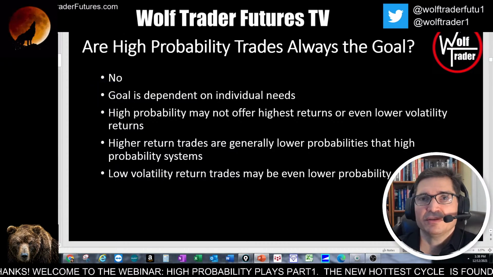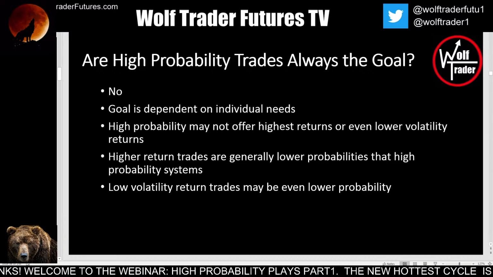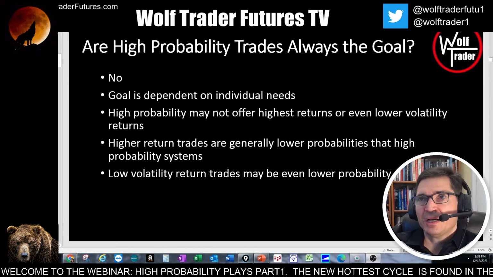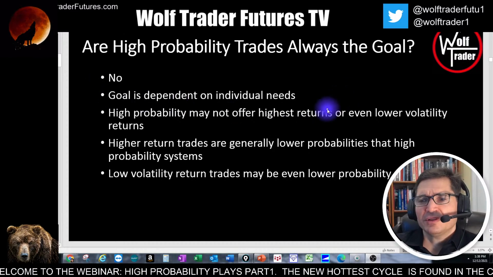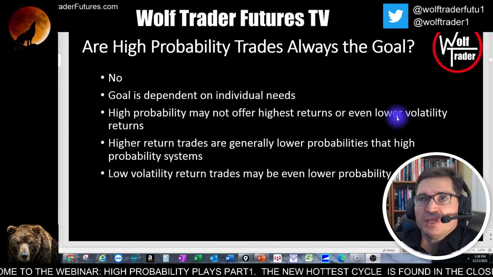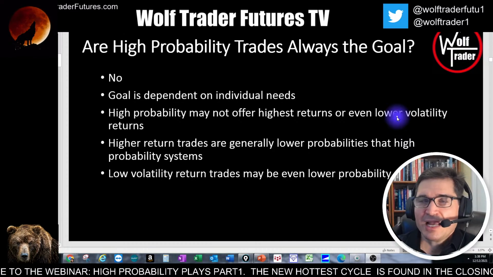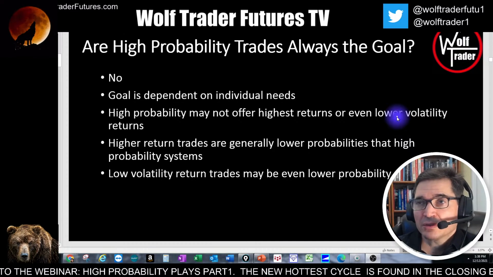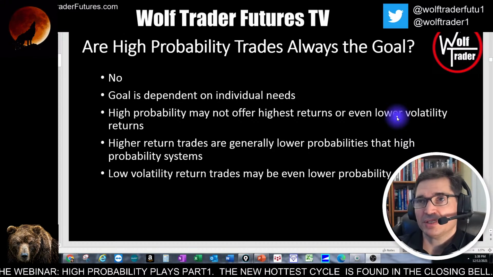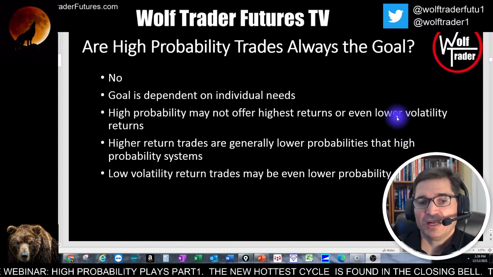Okay, so this is highly individualized, and the highest probability may not offer the highest returns or even lower volatility returns. So just because you're choosing a play that's 80% successful, you could have one day where it just goes off the chart wrong. And so the volatility could still be really high, even though the probability is high. So we've got to be careful with that.